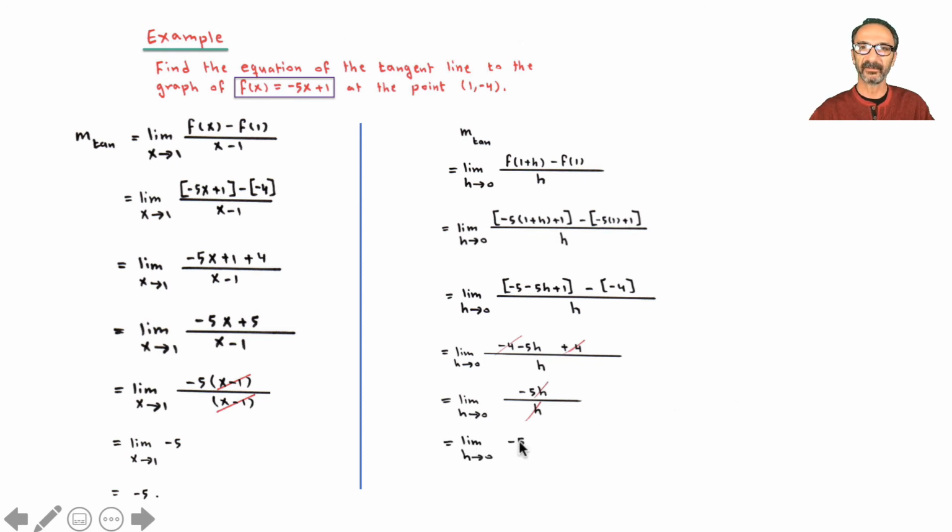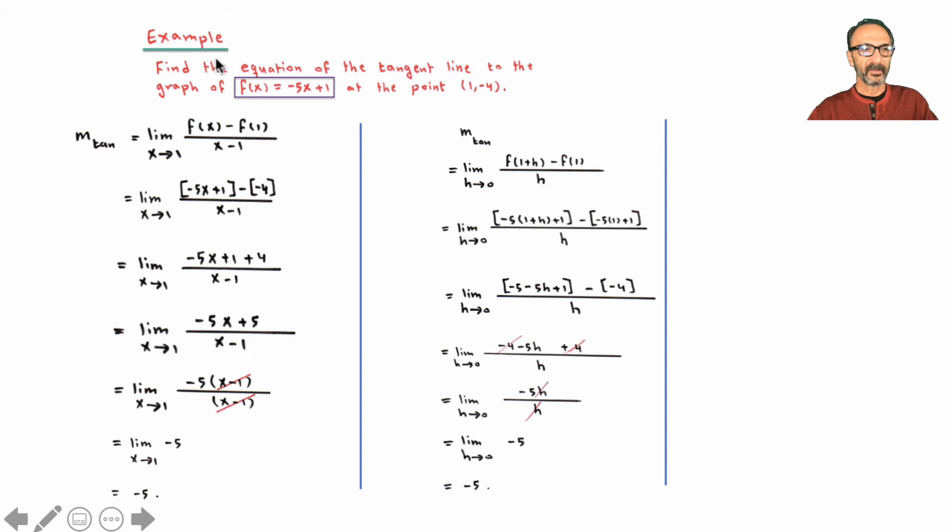Limit -5 as h approaches 0. Of course, h goes to 0 or h goes to 7. It doesn't make any difference. -5 is not going to change. Doesn't have a variable. Same answer. Don't you like it when you get the same answer? At least I do. It's nice when you have the steps and you don't have any mistake and you get the right answer. It's a good feeling.